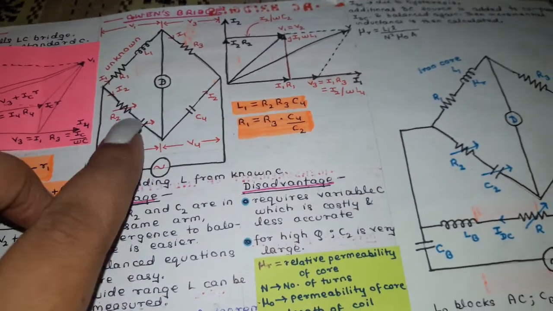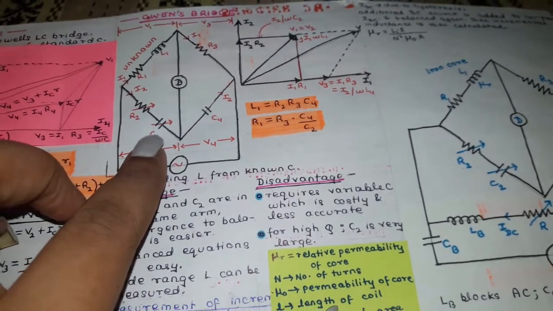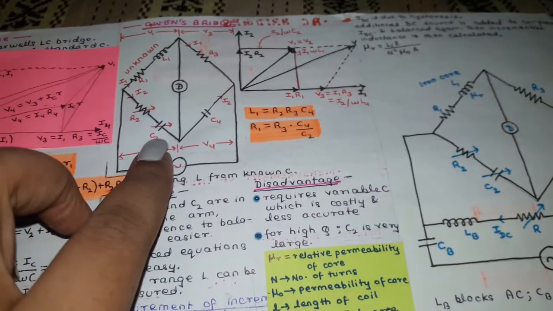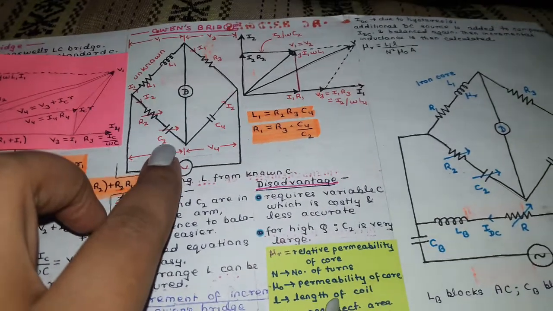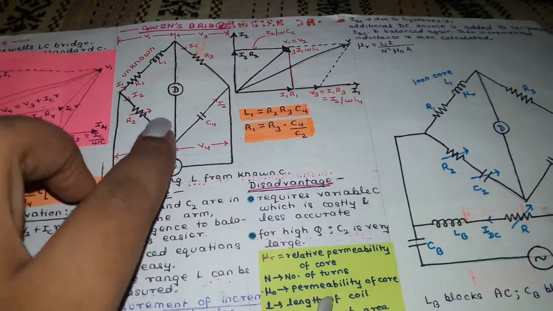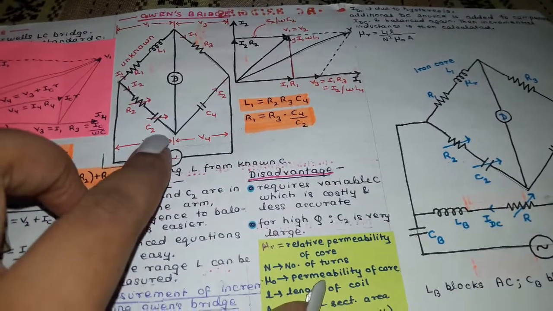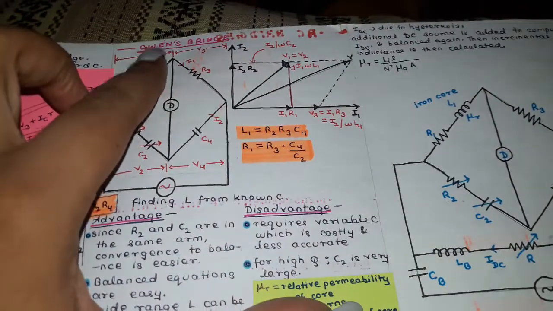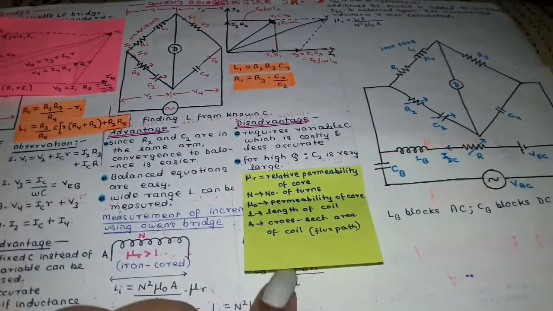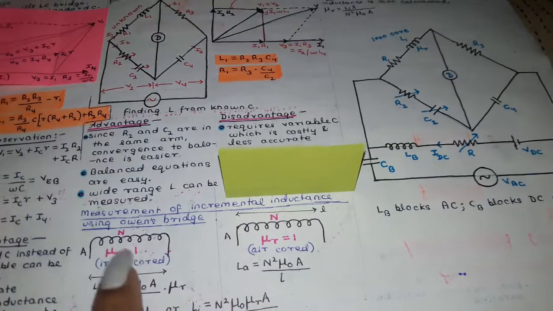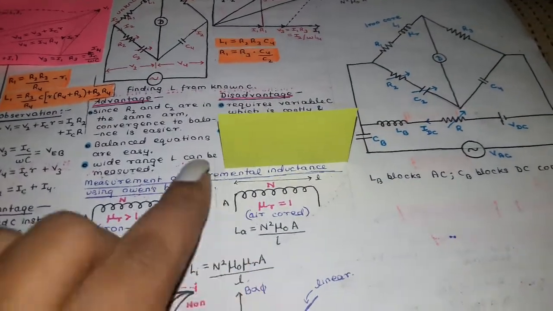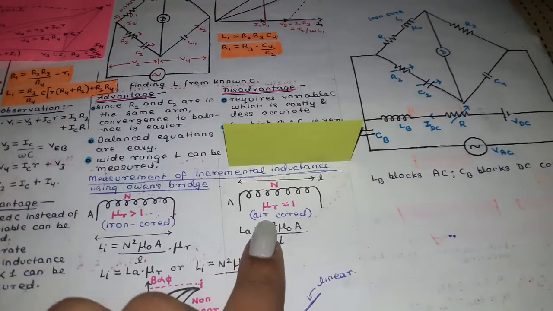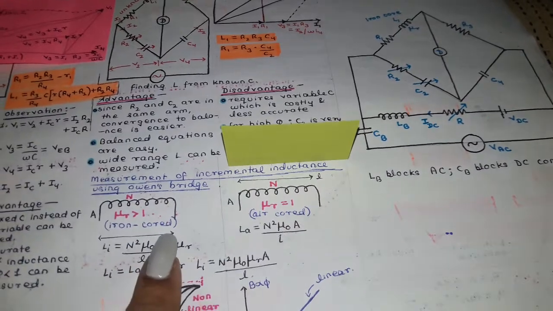This variable capacitor over here is rather expensive, and for measuring inductance of a coil whose quality factor is high, the value of capacitance gets very large, so this is a disadvantage. Now what we are doing is we are using this Owen's bridge to calculate the incremental inductance. These are your coils. This is air core and this is iron core over here.